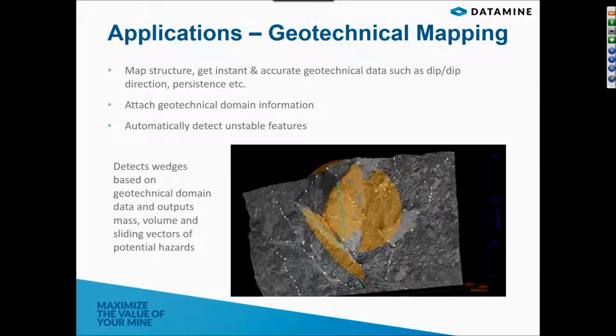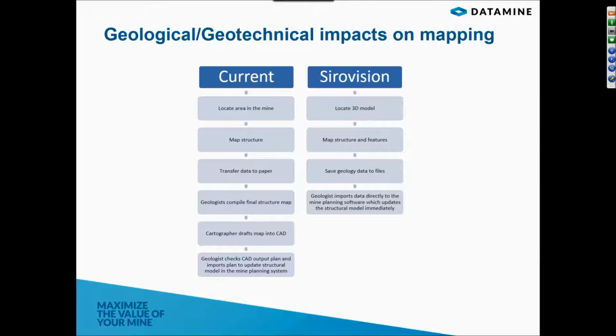Once we map a structure on the face, and the face is actually georeferenced properly, we get an actual orientation of the structure. So it's no longer an apparent, it's a true dip. And then we have good wedge detection systems to look at potential hazards within the deposit. And this works both the same for open pit and underground. There's no difference between the availability of these sort of tools.